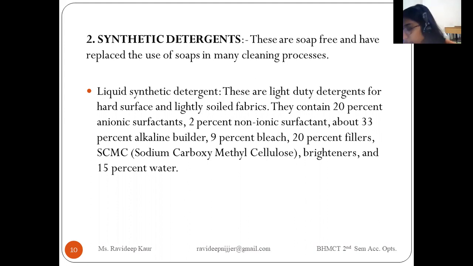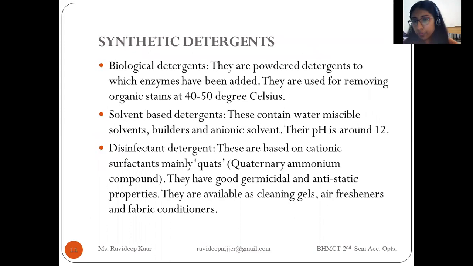Next, continuing with synthetic detergents, we have biological detergents. Biological detergents, liquid synthetic detergents, solvent-based detergents, and disinfectant detergents are all types of synthetic detergents.